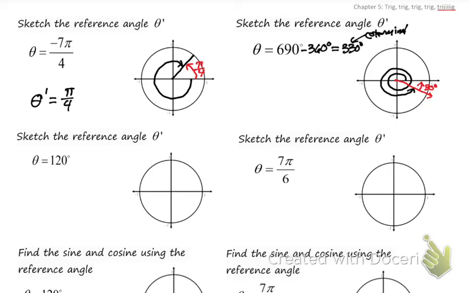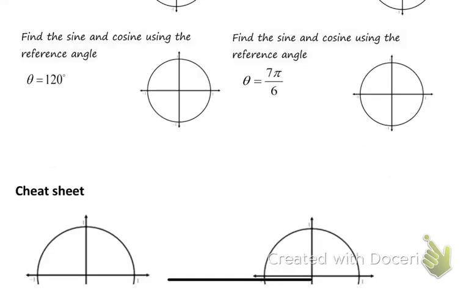So I basically knew by the reference angle to stop about here because I have 30 degrees left over. So we're going to have theta prime equals 30 degrees. I'm going to skip the next two, and I'm going to go straight to finding the sine and cosine using these values. So I'm skipping to these. Find the sine and cosine using a reference angle.